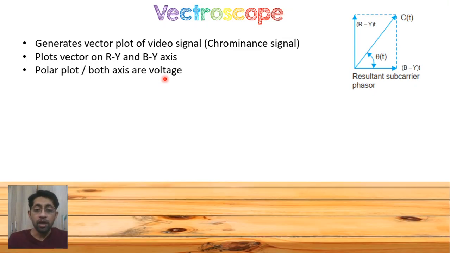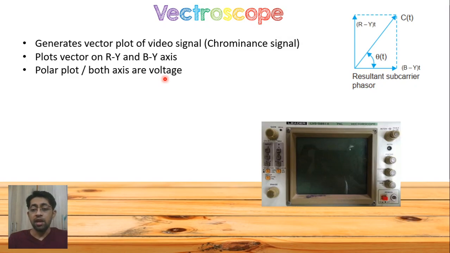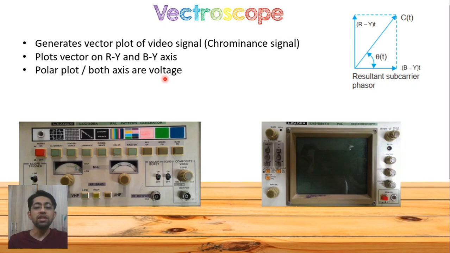So that is the case of vectroscope. Vectroscope looks like this one. Now what we have to apply to the vectroscope? We have to apply the RF TV signal to the vectroscope, and it will fetch the chrominance signal and display it on its screen. So yes, we need one device which can generate the RF signal, and we can generate the RF signal with the help of a pattern generator. So yes, we need one pattern generator which will be able to produce the RF signal for these predefined patterns. And you have to apply the output of the pattern generator to the vectroscope.